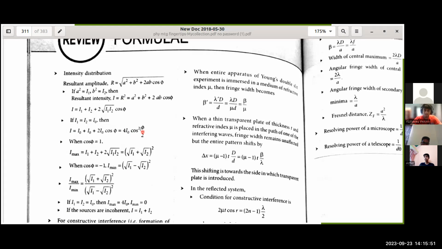What is the minimum of any squared quantity? Zero. Yes, the minimum is zero. So write the minimum intensity is zero, zero into 4I0. I minimum is 0 into 4I0. And I maximum, what is the maximum of cos squared? 1. So it is 4I0. I max is 4I0. These are two important results you need to know.